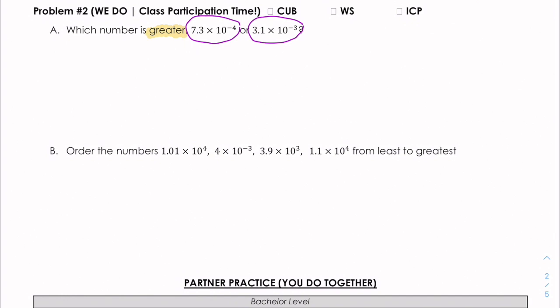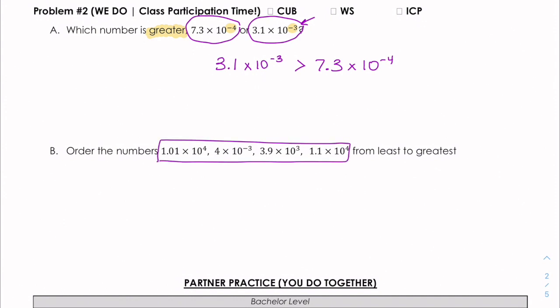All right, so looking at the exponents, they're negative, so that means that the one that's closer to 0 is greater. -3 is closer to 0, so 3.1 times 10 to the -3rd is greater than 7.3 times 10 to the -4th. Now, order the numbers from least to greatest, so small to large.